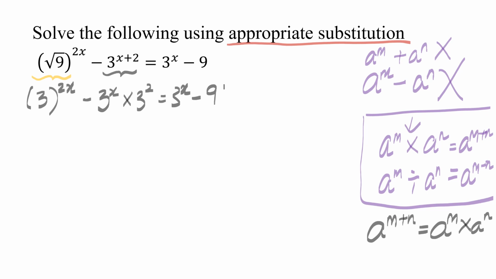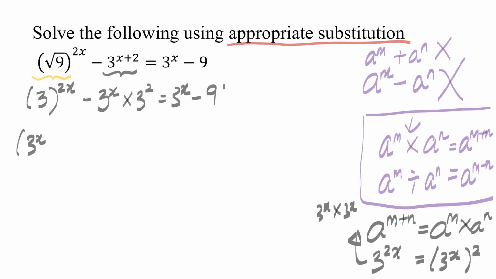But 3 to the power of 2x, we can rewrite as 3 to the power of x, then bracket squared. Or if you don't like it, you can even write it as 3 to the power x times 3 to the power x, because that will give you 3 to the power of x plus x, which is 3 to the power of 2x. So whichever way you want to do, as long as you apply the rules correctly.